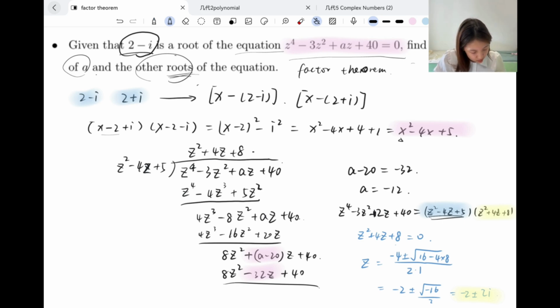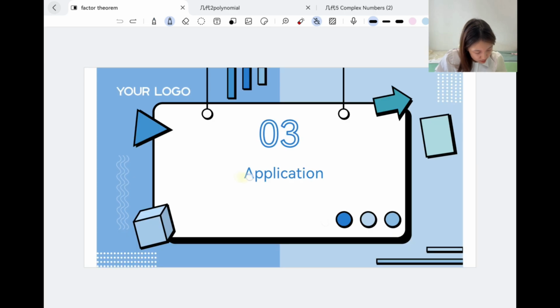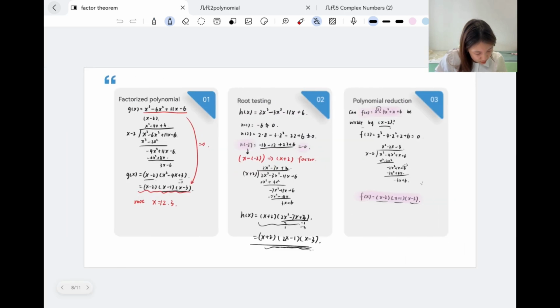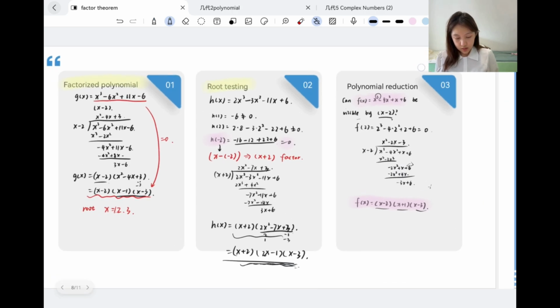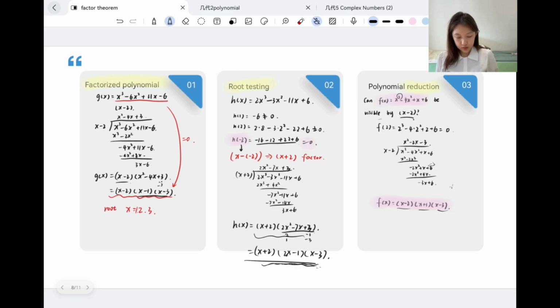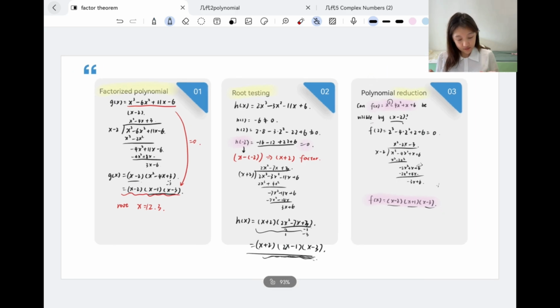So let's conclude. By applying the division of polynomials and the factor theorem, we can solve various problems such as finding the roots of a polynomial or determining its factors. These concepts are helpful tools in algebra calculations and problem solving.